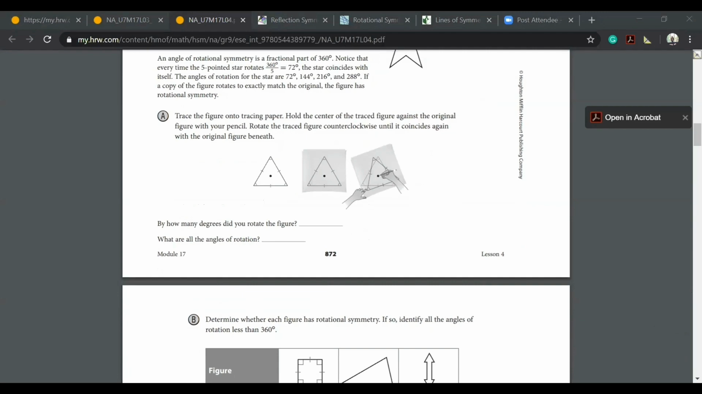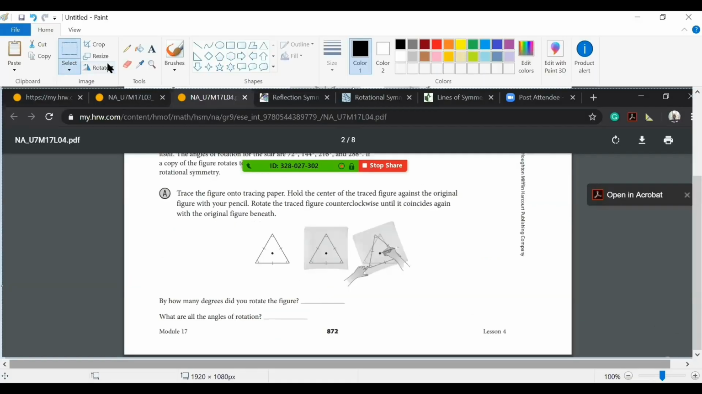Just wait. Yes, let's do it together. In here, let's divide 360 by 3, because we have how many angles or how many sides? 3. The answer will be 120.